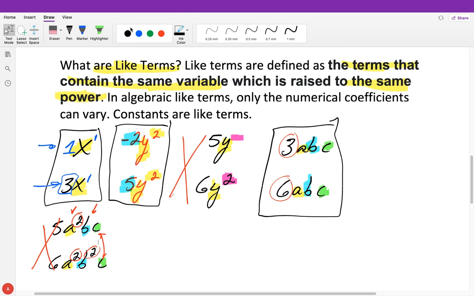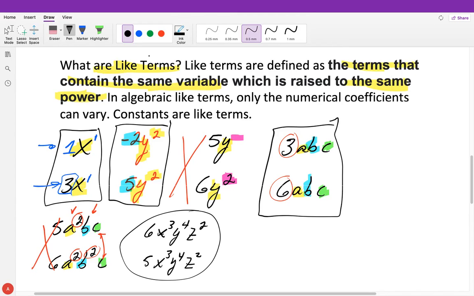All right. So for like terms, all the variables within it have to match perfectly. If I have 6x cubed, y to the fourth, and z to the second power, and 5x cubed, y to the fourth, z squared, they would be considered like terms because all of our variables match. We have x cubed in both, y to the fourth in both, and z squared in both. So you see, in order for them to be like terms, all of the variables have to match.